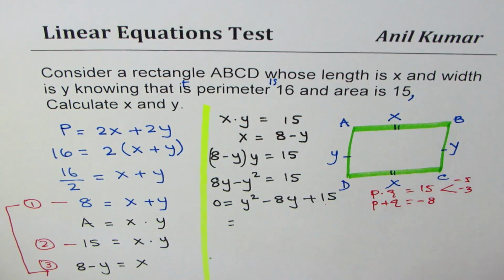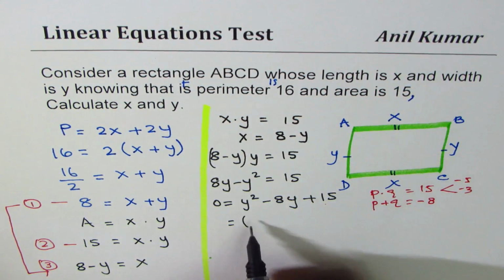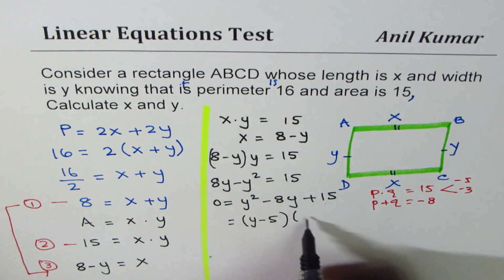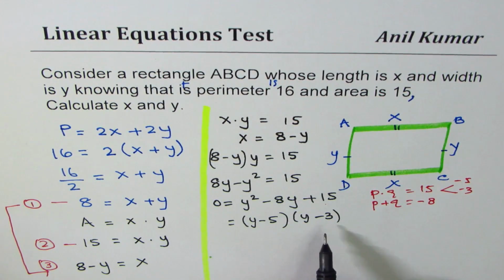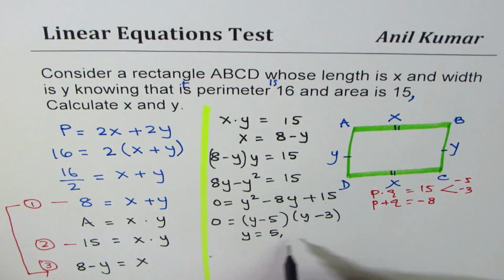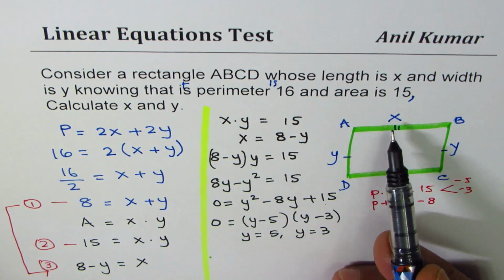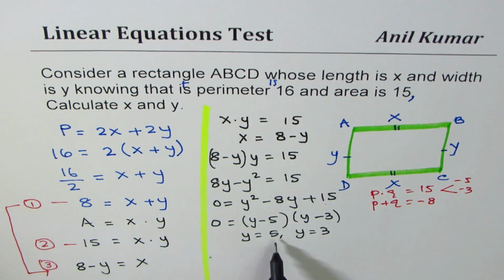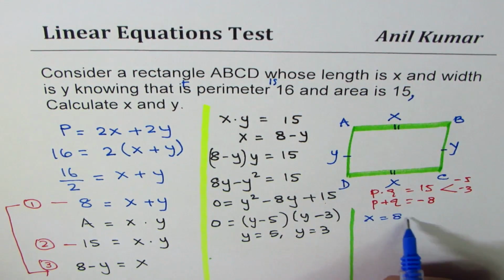When you multiply, you get +15. When you add, you get -8. So I could write this as y -5 times y -3, and that is equal to 0. That means y could have two values, which is either 5 or y could be equal to 3. Perfect. Since we need to find what x is, we can always substitute in the equation which we already created. That is to say, x equals 8 minus y.